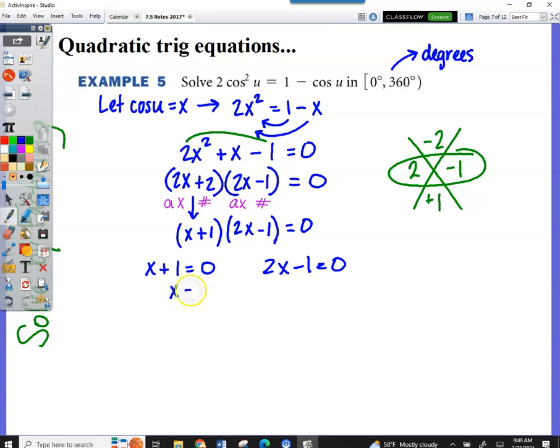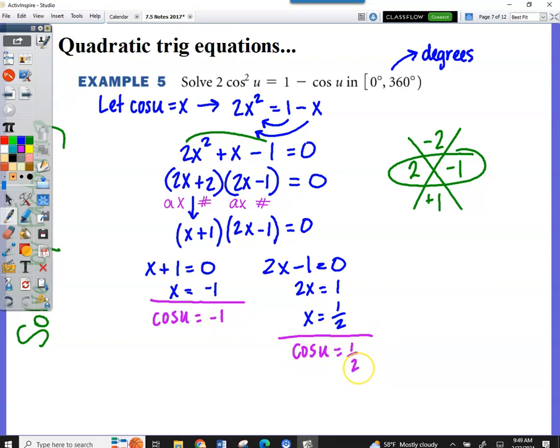All right, so solve. So this is -1. This is 1/2. But x was nowhere in the original problem, so now this line is saying, now come back. X was cosine u. And if you don't like the u there, you could put theta or you can put cosine x. It's up to you.